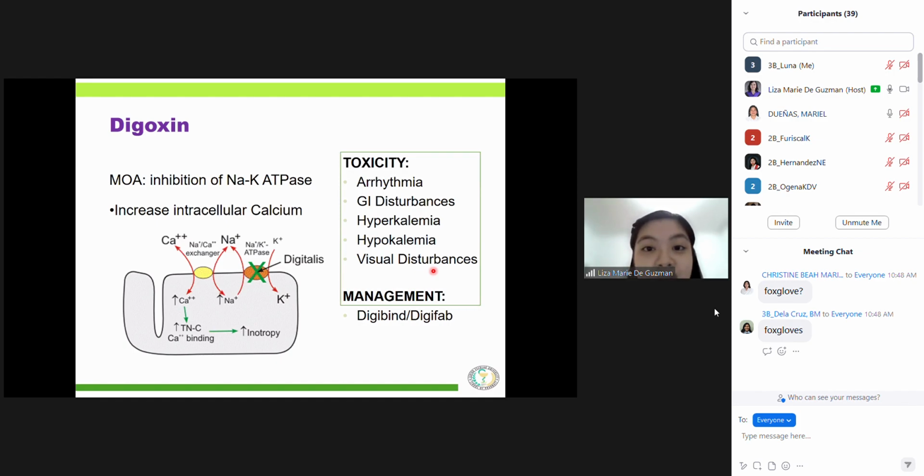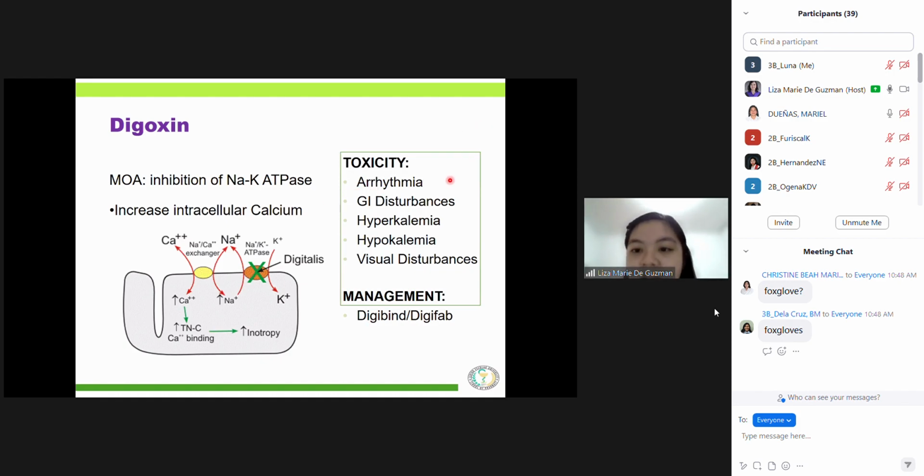So for the management, we have an antidote for digoxin toxicity called Digibind, Digifab. These are actually antibodies. So take note, antibodies against digoxin. Again, Digibind and Digifab, the AB stands for antibodies against digoxin. So they are administered intravenously for digoxin toxicity. Antibodies for digoxin.